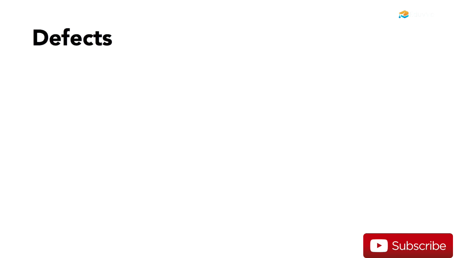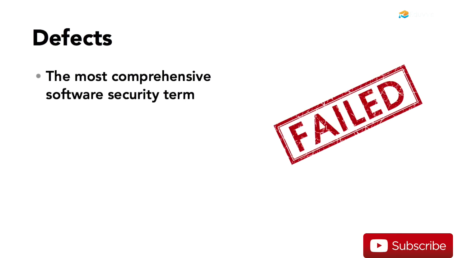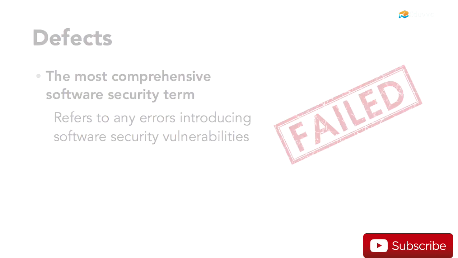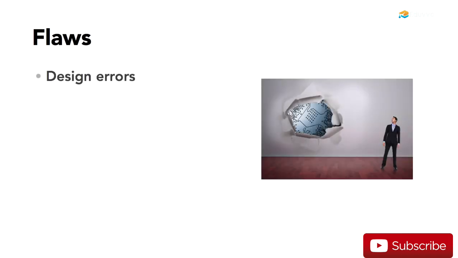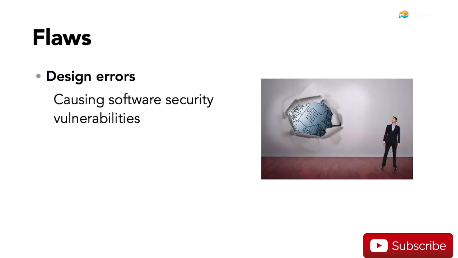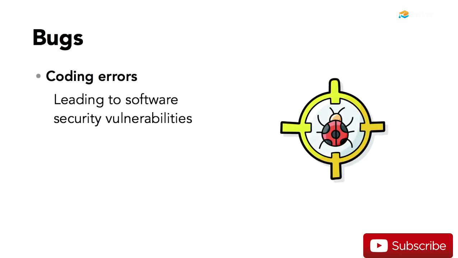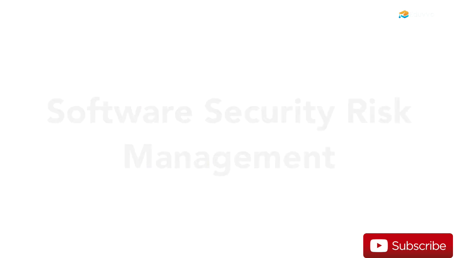The most comprehensive software security term is defect. Defects refer to any errors introducing software security vulnerabilities. Flaws are design errors causing software security vulnerabilities. Bugs are coding errors leading to software security vulnerabilities. When you're making an important decision through a conversation, the use of precise terms can make a huge difference.